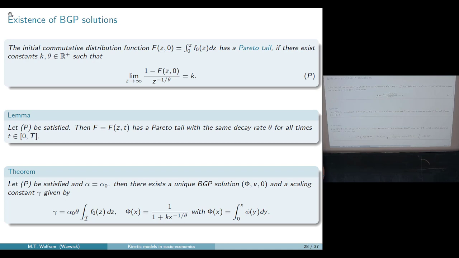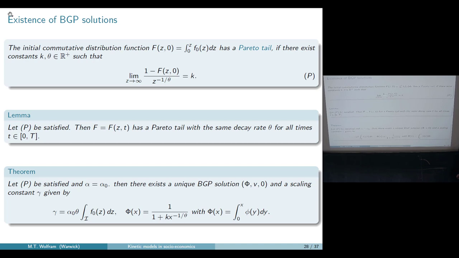And I can explicitly give you the growth rate. It depends on the theta, which comes here from the Pareto tail condition. It depends on the alpha zero and on your initial datum, or on the initial distribution of the mass. These are your growth parameters. In this case, you can actually compute it. If you don't have this, then you have, again, this fully coupled, rather ugly system.